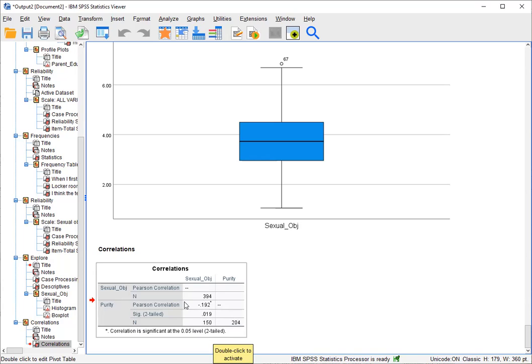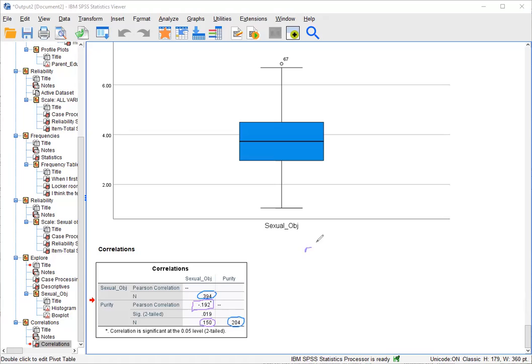And next, we're going to look at our actual Pearson correlation. Let me actually get a pencil to look at this. So we show that 394 people completed the sexual objectification scale, 204 people completed the moral purity concern scale, but only 150 of them did both, and so those are the ones that are in this analysis, right? We can see that the actual Pearson's r correlation is negative 0.192, so it's a negative correlation.